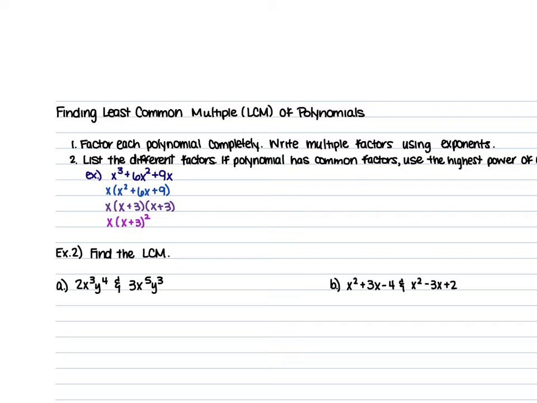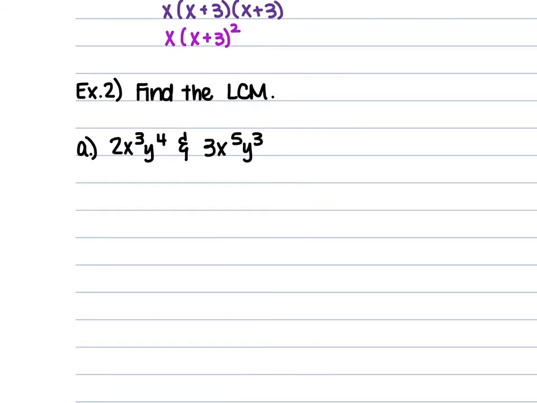We're going to factor each polynomial completely, and then we're going to write out all the factors. So those factors are going to have exponents. Then we're going to list all those different factors, and if they have a common factor, we're going to use the highest power. For example, let's say we've got x squared and x. Those two are both x's. We're going to use whichever one has the highest power. Which one of those two has the highest power? X squared. This will make sense once we start doing them here.